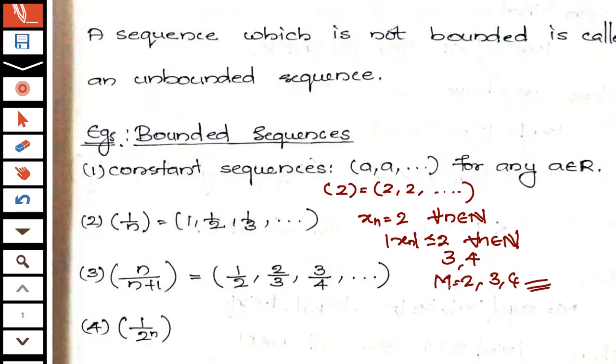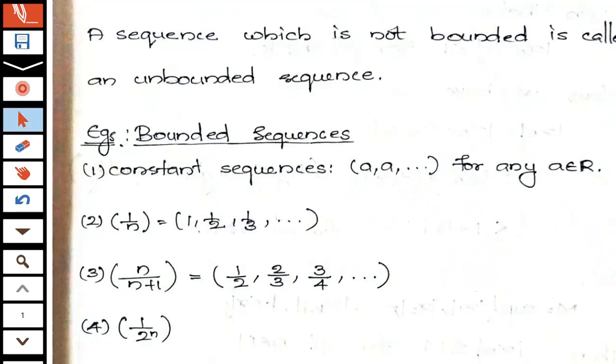So, we can say |xn| is less than or equal to M for all n belongs to N. So, there exists an M greater than 0 such that |xn| is less than or equal to M for all n belongs to N. Therefore, this constant sequence is bounded.